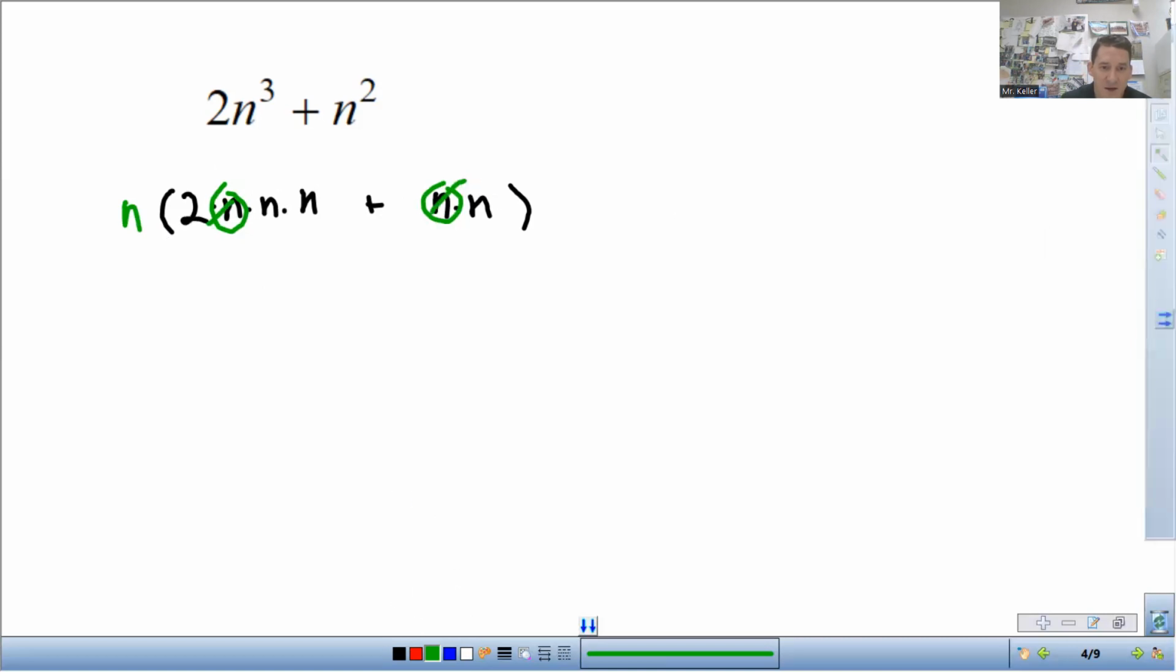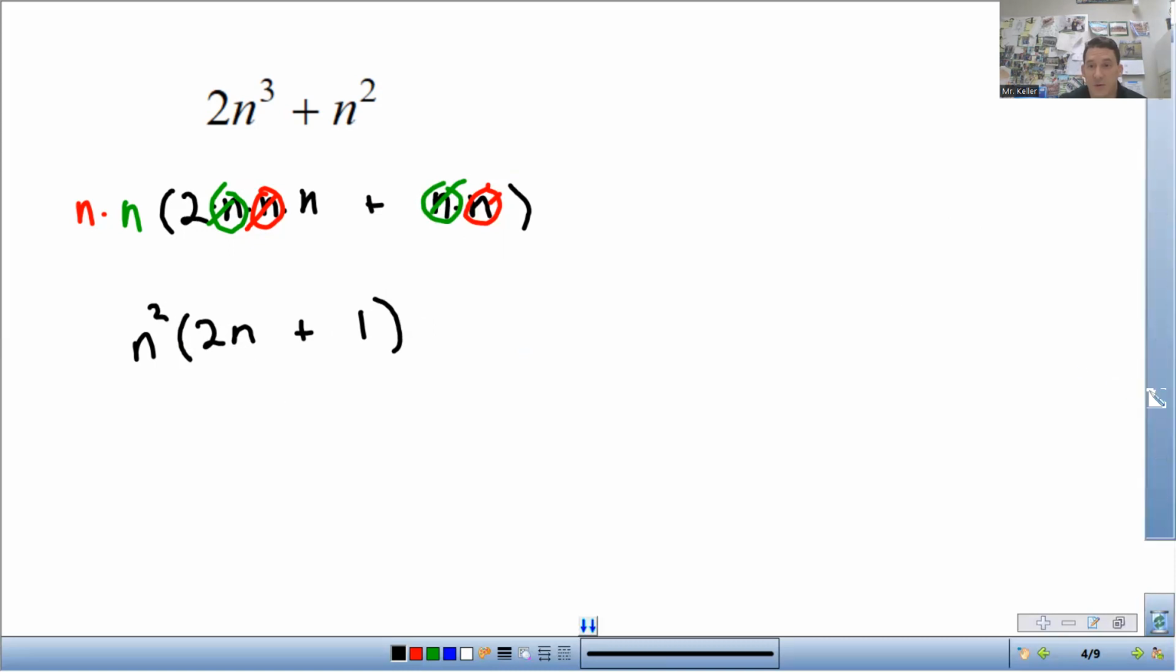And then they share another n. So I'm going to put another n on the outside. Nothing else left in common. And so I'm going to multiply through. So n times n is n squared on the outside. Inside, this is 2 times n left there. So 2n plus, if there's nothing left over, so we took out all the factors from the second term, there's always a factor of 1. So there'd be a 1 left over there. So we took out n squared. We're left with n squared times 2n plus 1. Again, this is something you could do in your head, no problem. You are undoing the distribution.